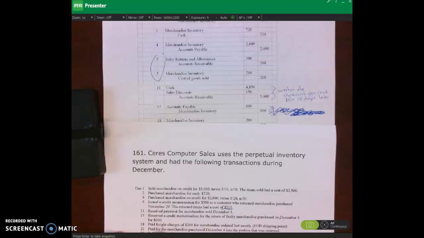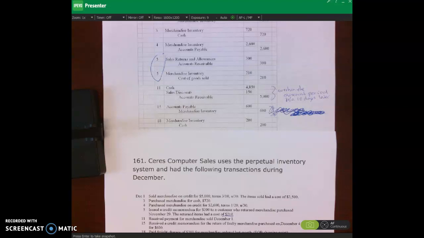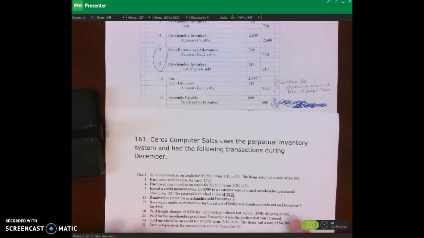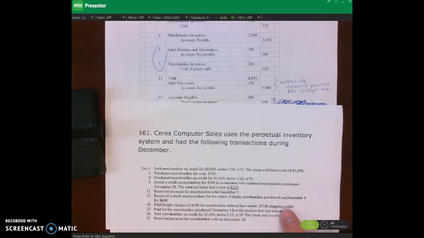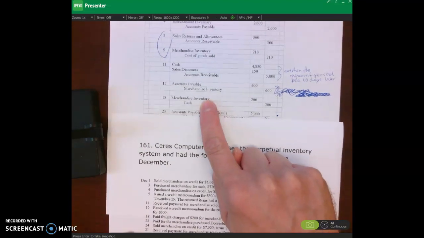Okay, so moving forward to the 18th, it says paid the freight charges for $200 for merchandise that was ordered last month, $200 right over there. It's FOB shipping, which means that we have to pay for it. Sorry, let me move that up. That means that we have to pay for it. So we debit merchandise inventory. The cost basis goes up.